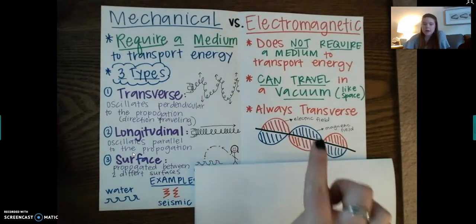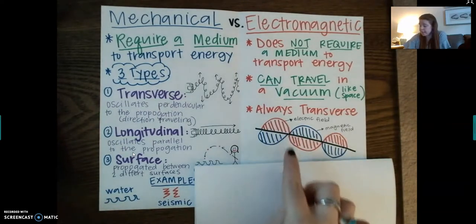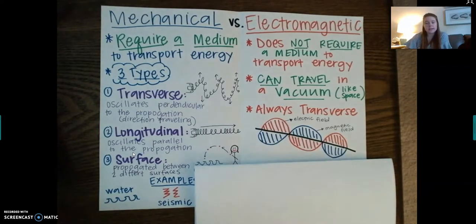And we see this model a lot, representative of electromagnetic waves, where we see the electric field and the magnetic field, and they look as if they are running parallel to one another, or they look like mirrored images of one another. We will continue to explore this, but we want to remember that electromagnetic waves are always transverse.